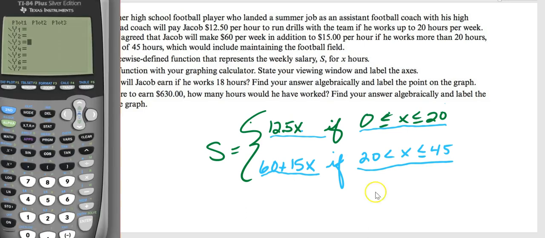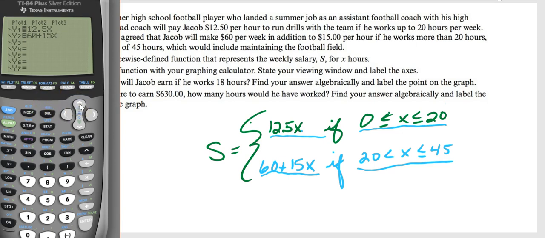So you would need to enter your two equations into y1 and y2. Our first one we know is 12.5x. And our second one is 60 plus 15x. Now we have to tell the calculator where the domain is for each of these expressions.